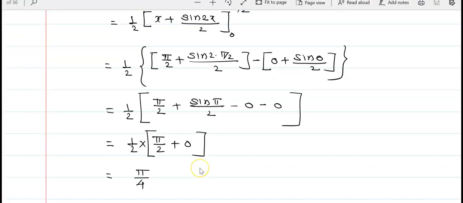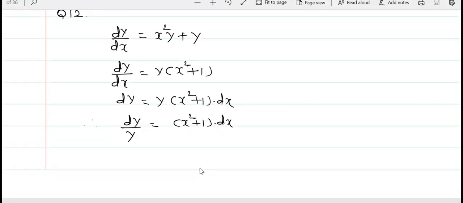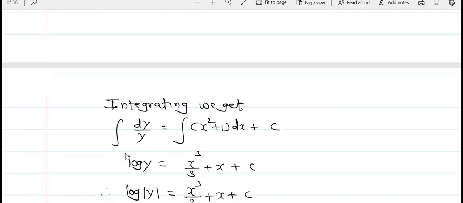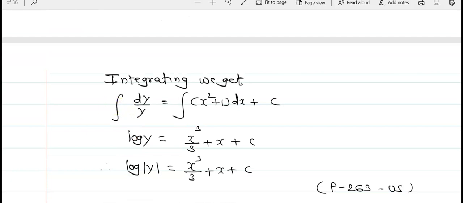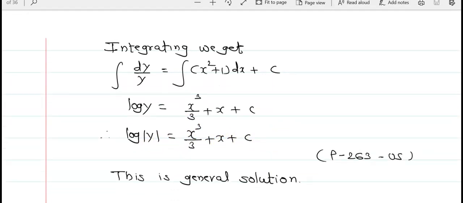You can see this also here. dy by dx is equal to x square into y plus 1, so dy by dx is y in bracket x square plus 1. Take y as common, then in bracket you will get x square plus 1 into dx. dy upon y is equal to x square plus 1 into dx. Integrating on both sides, integral dy upon y is equal to integral (x square plus 1) dx plus c. Log of y is equal to x cube upon 3 plus x plus c. Log of mod of y is equal to x cube upon 3 plus x plus c. This is the general solution. Now we'll see the next question.